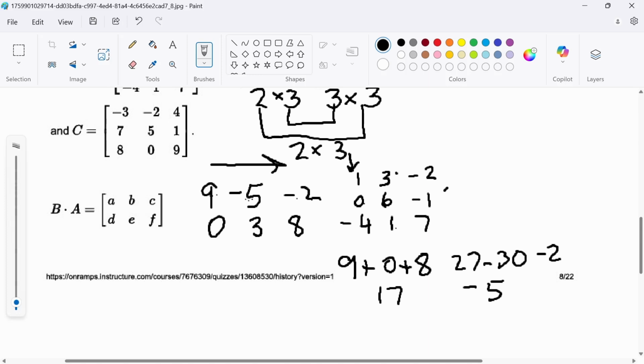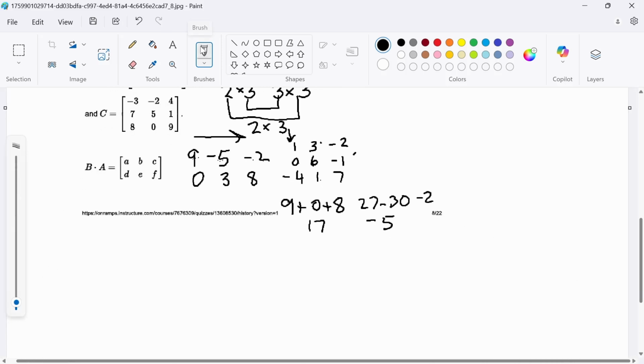I'm going to do the first row times the third column. 9 times negative 2 is negative 18. Negative 5 times negative 1 is 5. And negative 2 times 7 is negative 14. That's negative 32 plus 5 is negative 27.